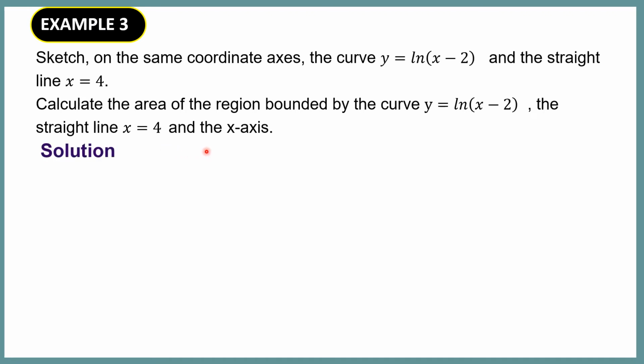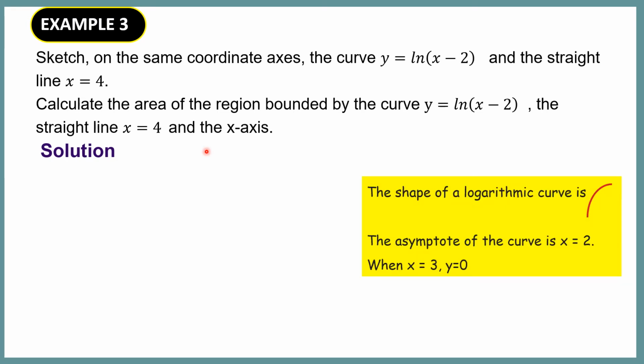To sketch the curve y equals ln(x minus 2), let's recall the shape of a logarithmic curve. It is an arc. The asymptote of the curve is x equals 2, because ln 0 is undefined, meaning that the curve will never cut the line x equals 2.